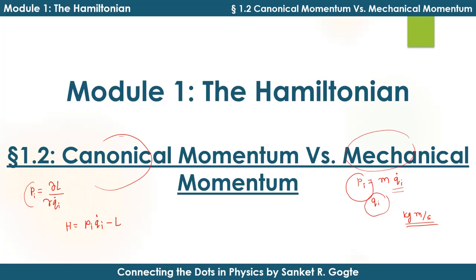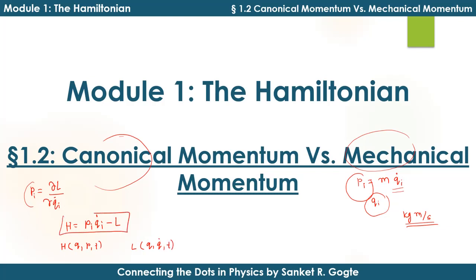Note here that H is always written as a function of q, p and t. Q is the generalized coordinate, p is the canonical momentum, and in general it may be a function of time. Similarly, L is a function of q, q dot and t.